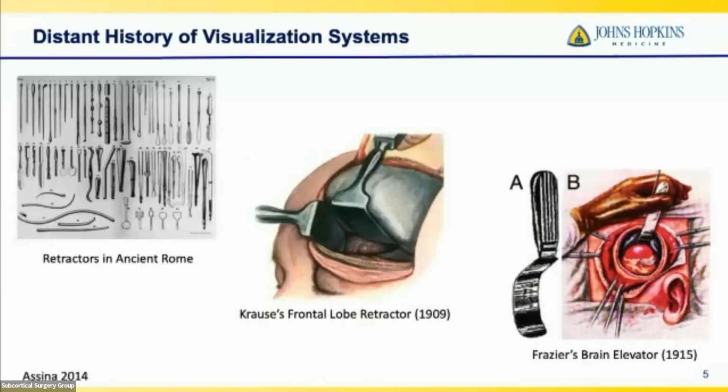So with that, the brief history of visualization systems is actually not that brief. If you look back at ancient Rome in the top left, there's a schematic of the types of retractors that surgeons used at that time, including those that did cranial procedures. Dr. Krauss used a very large frontal lobe retractor, as you can see in the middle image there. And I think because of some of the concerns at that time and since with regard to brain retraction, this led to more delicate and more precise brain retractors, including Fraser's brain retractor, which was prominent in the early 20th century.